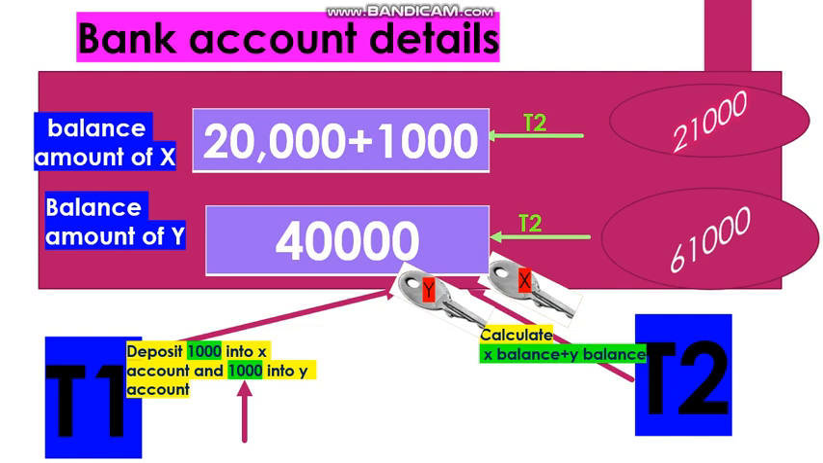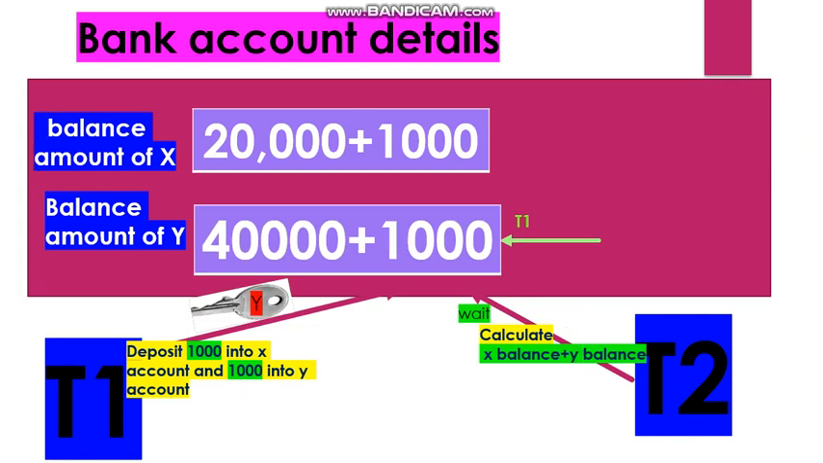Here, if we observe, transaction T2 has read the balance amount of Y before transaction T1 is updating the value, and transaction T2 will give the sum of X balance plus Y balance as 61,000, which is wrong answer because transaction T2 read the X balance after update and Y balance before update. So this is called inconsistent result. Now transaction T2 will release the lock on balance amount of Y.